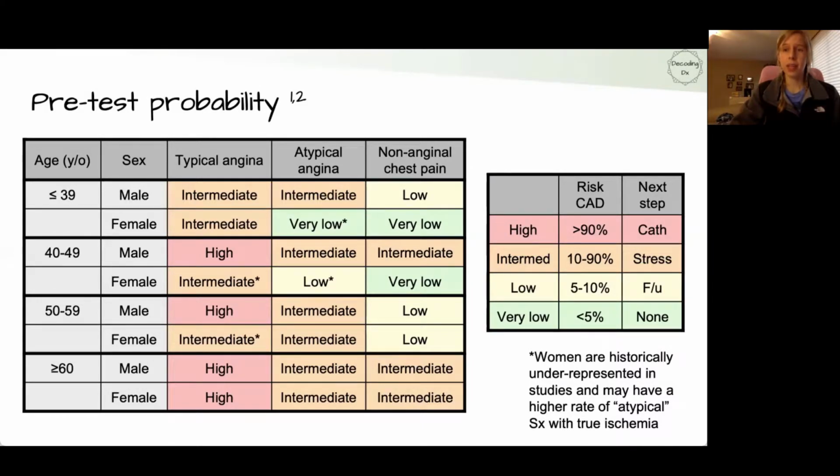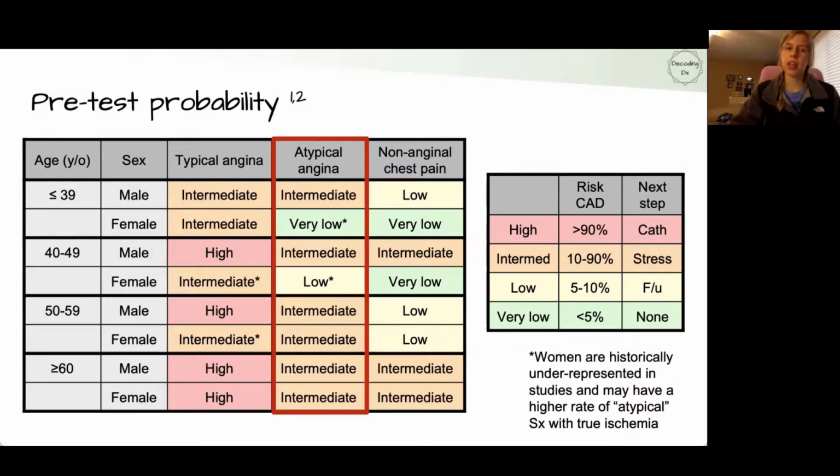This is a pretty complicated table, but I want you to look at it in chunks stratified by the type of chest pain. Typical angina is obviously the most high risk as far as the patient's risk of CAD, or coronary artery disease, but that also is stratified by their age and their gender. The younger the patient is, the lower their risk is, but with typical angina, you never get less than intermediate risk. Atypical angina gets a little bit more complicated.